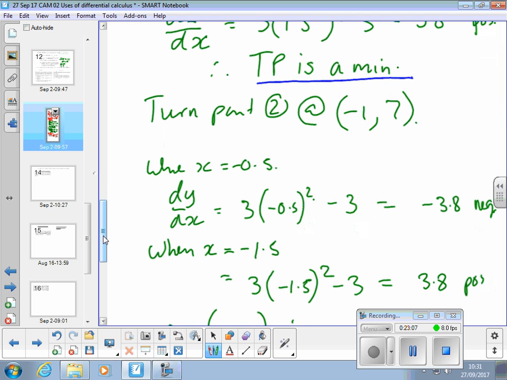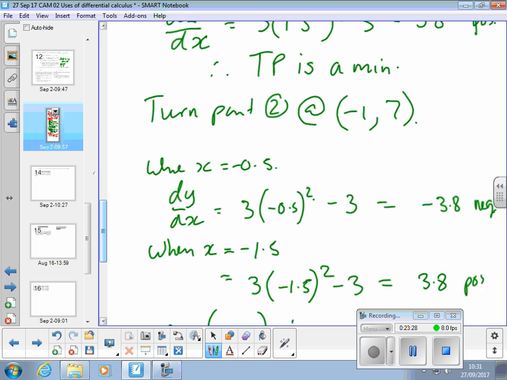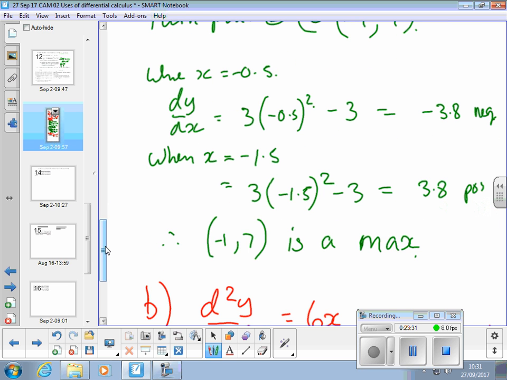At minus 1, 7, we choose the half and minus 1.5. Be careful here, this one is after the turning point and this one is before the turning point. Using 0.5 and minus 0.5 and minus 1.5, we find that we go from positive before to negative after, and therefore minus 1, 7 is a max.